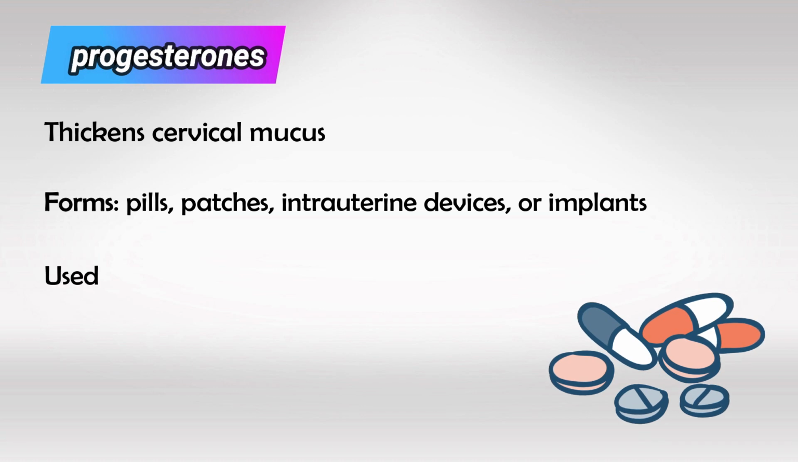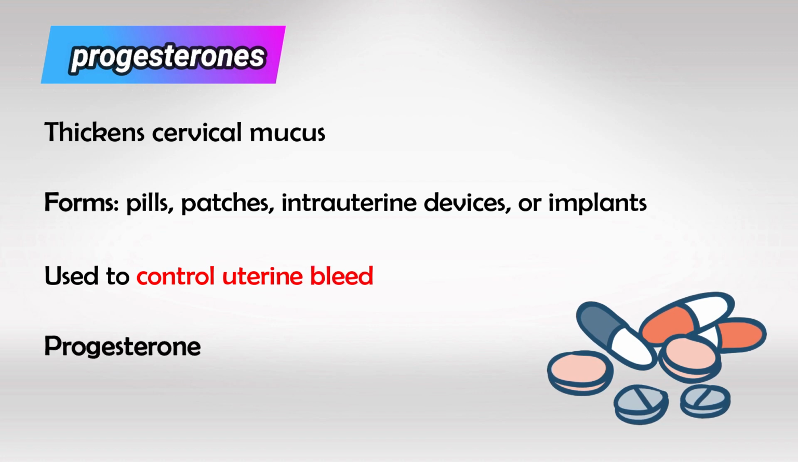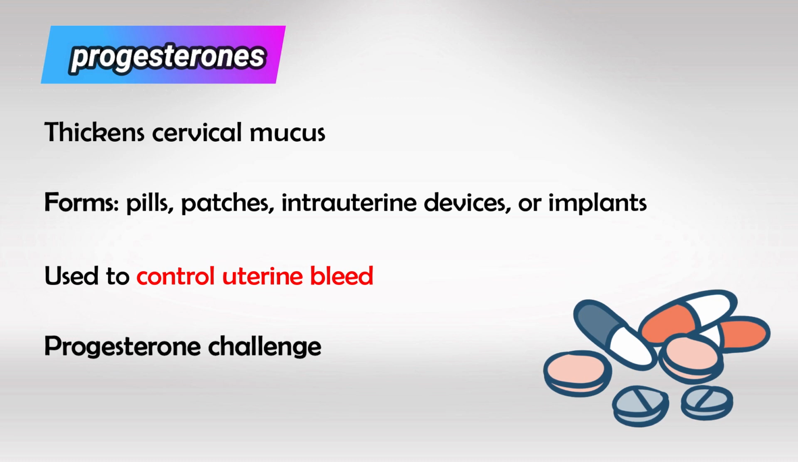Other than contraception, they're also used to control abnormal uterine bleeding and to perform the progesterone challenge, which is basically giving the patient progesterone for multiple days and then stopping the progesterone abruptly. And this should cause a lot of bleeding in a normal patient. If the sudden cessation of progesterone does not cause bleeding, we know that the patient has an anatomical uterine defect, like we see in Asherman syndrome.